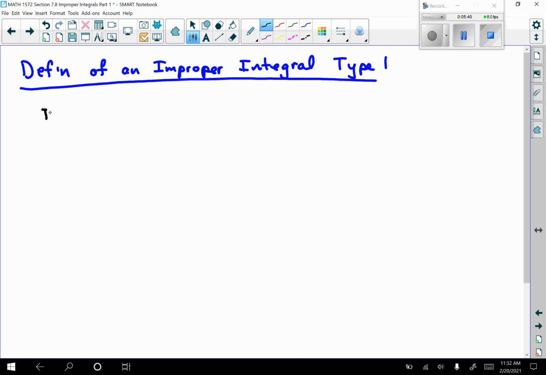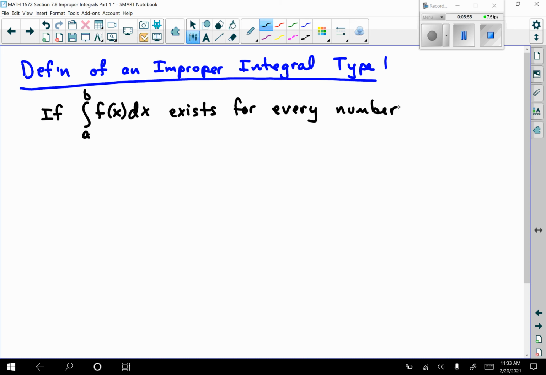So we want to say, if the integral from a to b of f of x dx exists for every number where b is greater than or equal to a, then there are really going to be 3 cases that we're going to take a look at.